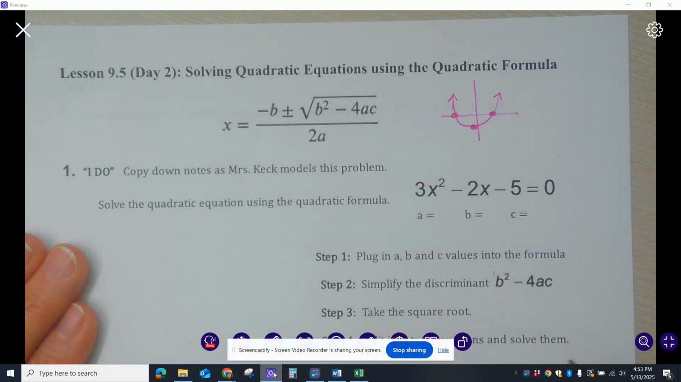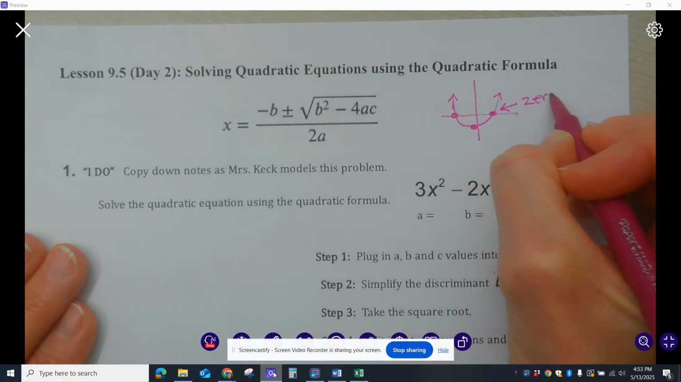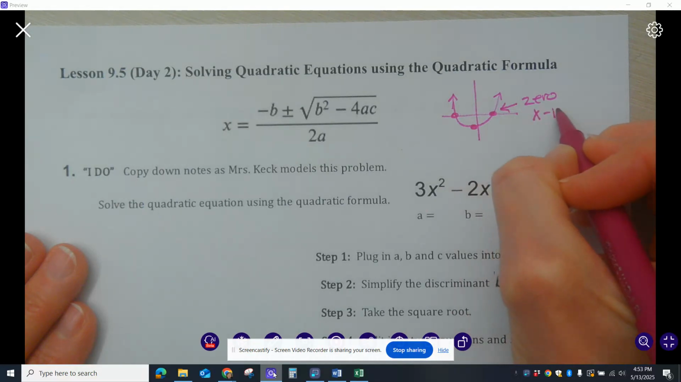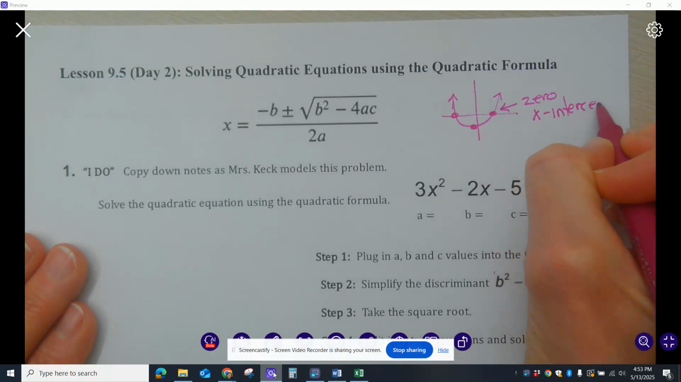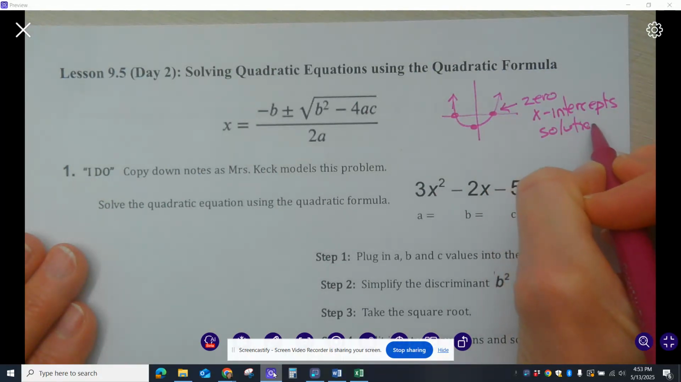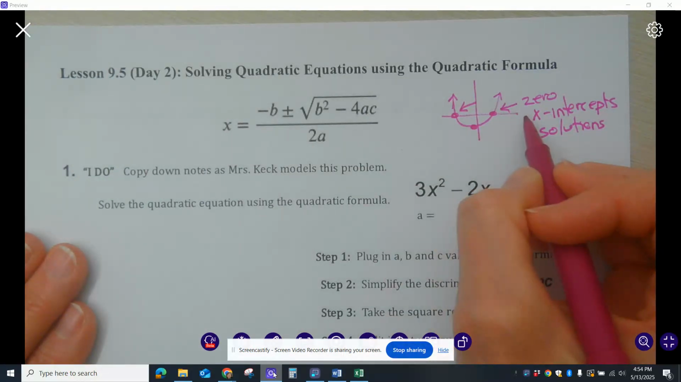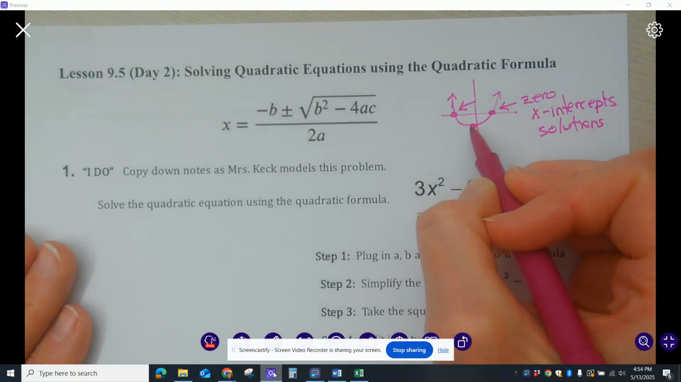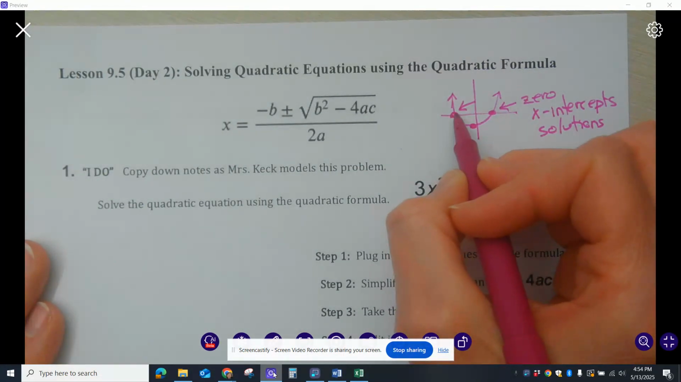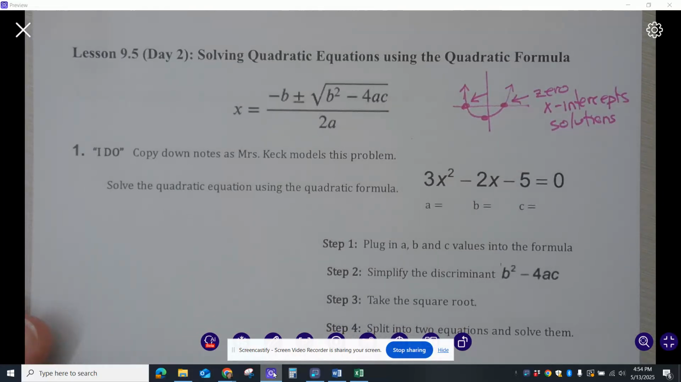We talked about these three important points. These are the zeros or x-intercepts or solutions. So they are where our parabola intersects the x-axis. So that's what we're finding. This right here was the vertex. That's not what we're finding. We're finding our zeros, our x-intercepts, our solutions. So let's take a look at this.